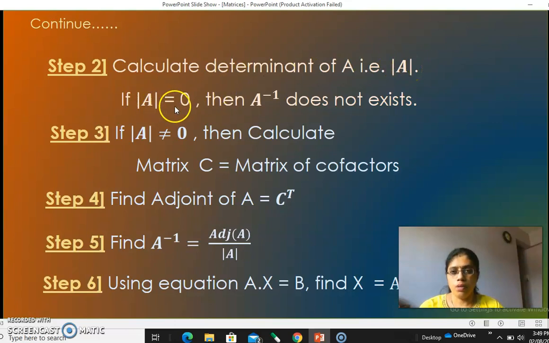Then find the determinant value, and check whether it is 0 or not. If it is non-zero, then only go further. If it is 0, your A inverse does not exist. Okay. So let us suppose that the determinant of A is non-zero.